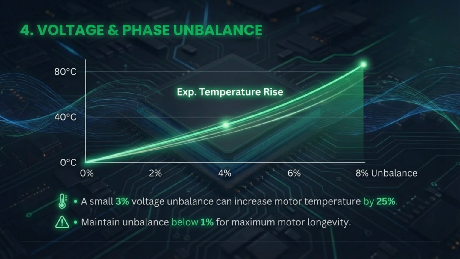Voltage and phase unbalance exponentially increase motor temperature. A small 3% unbalance can increase the temperature by 25%. Maintain unbalance below 1% for maximum longevity.